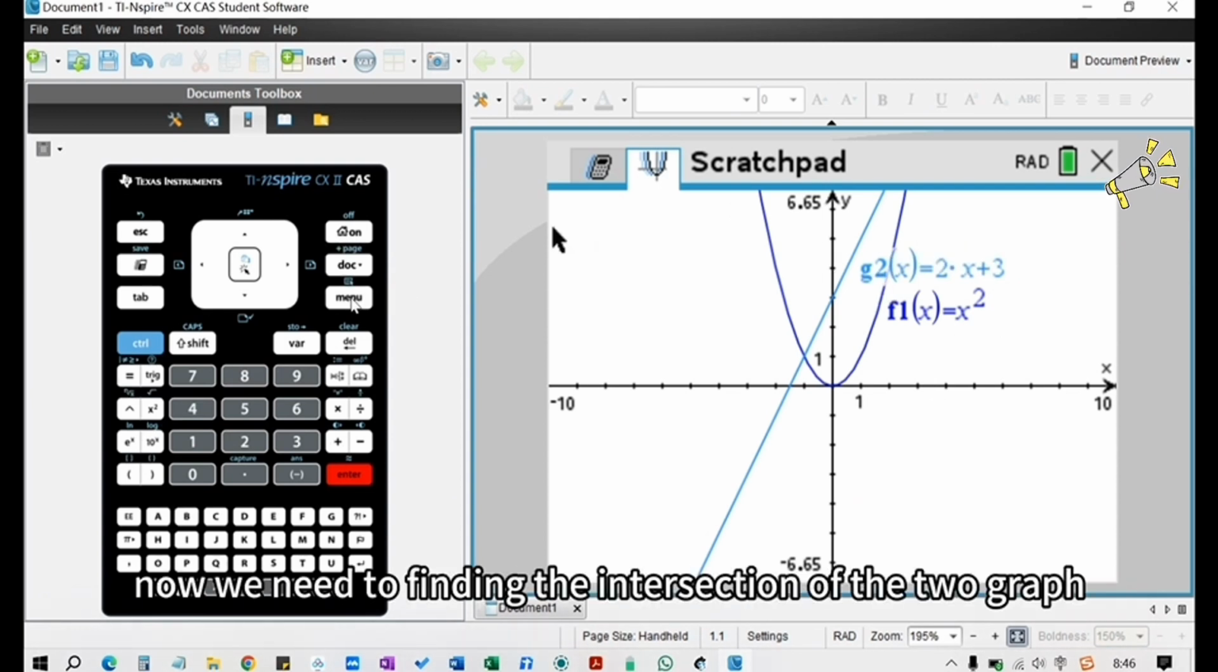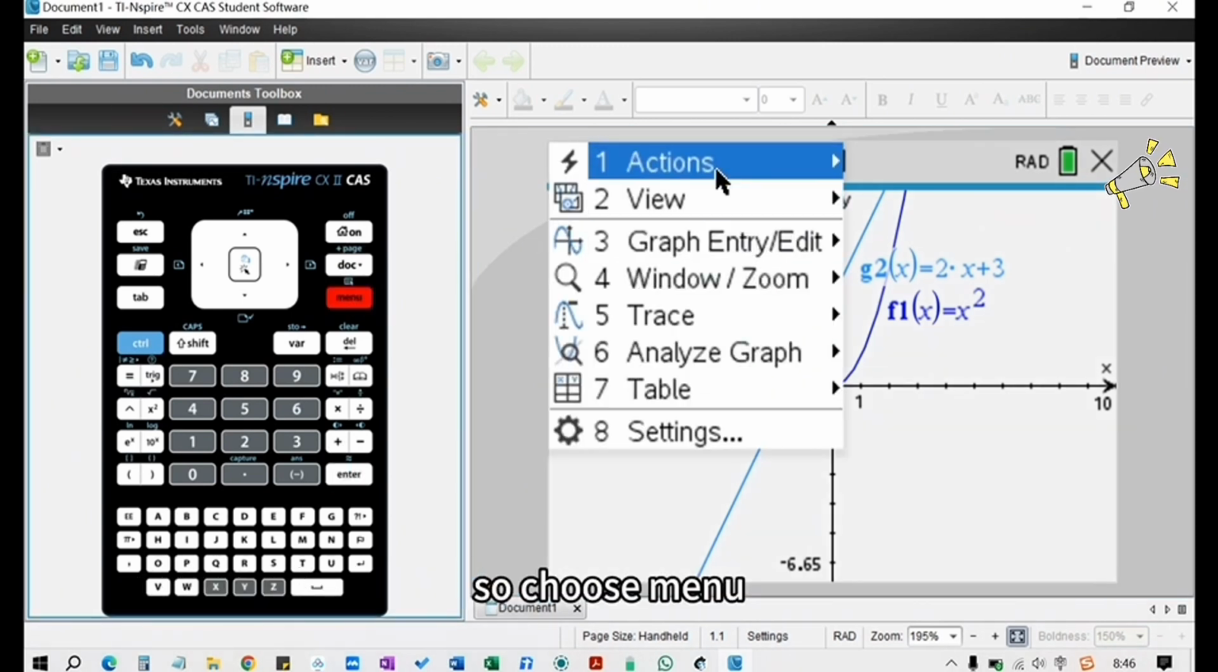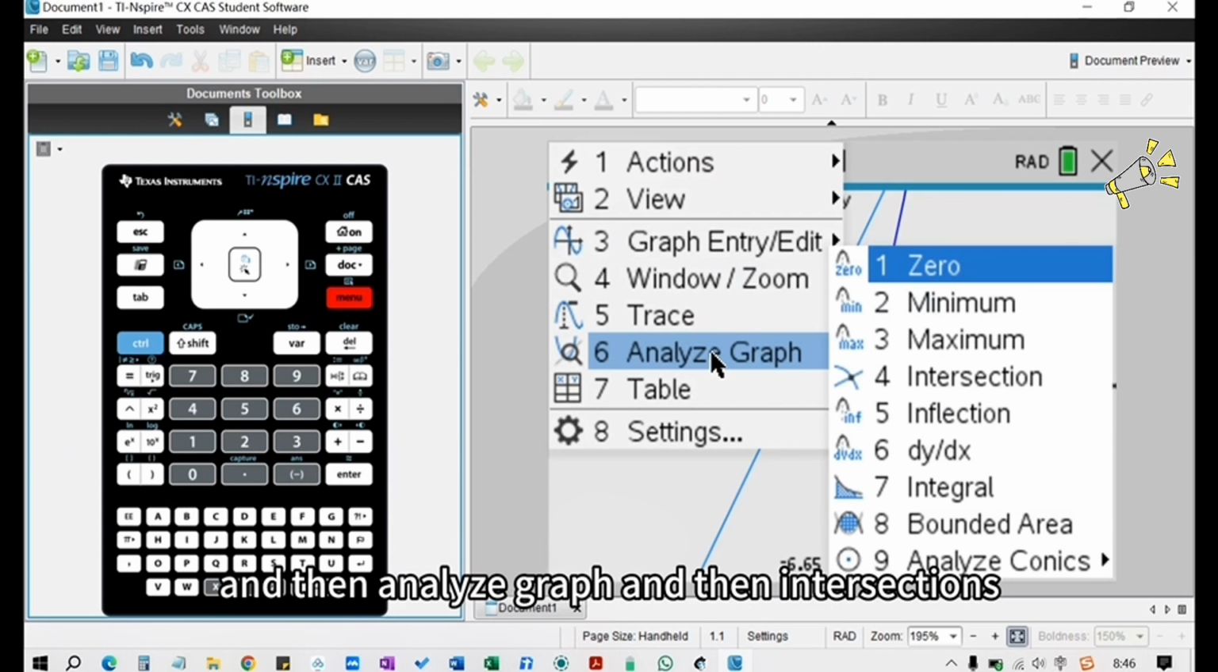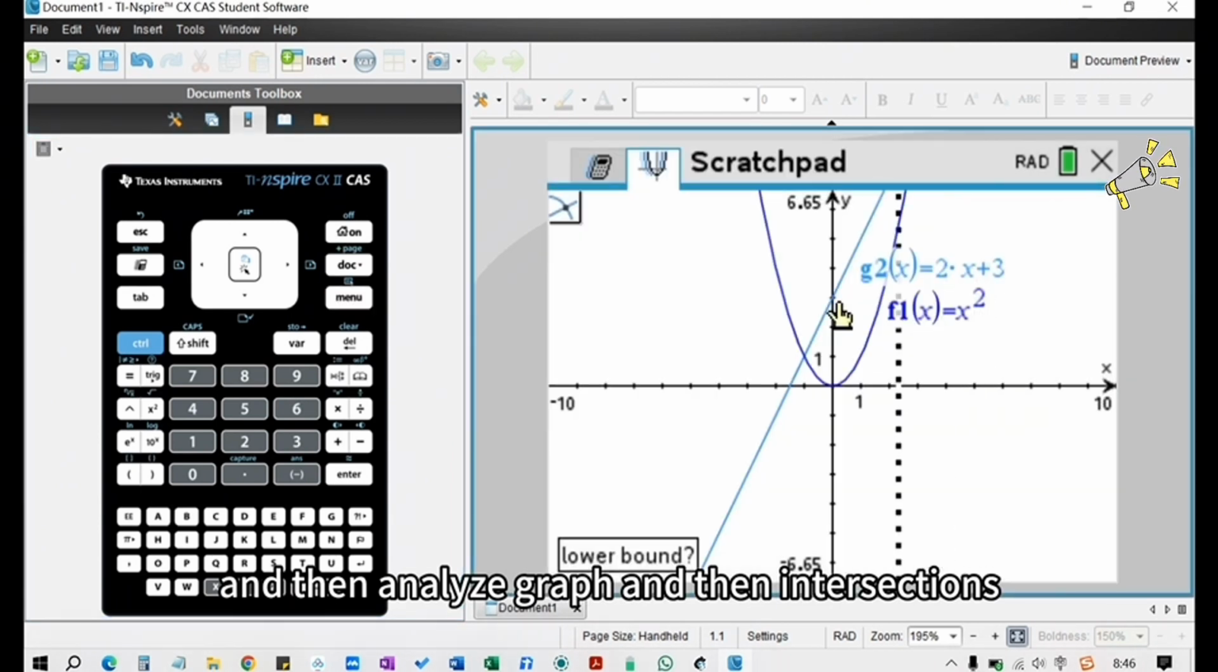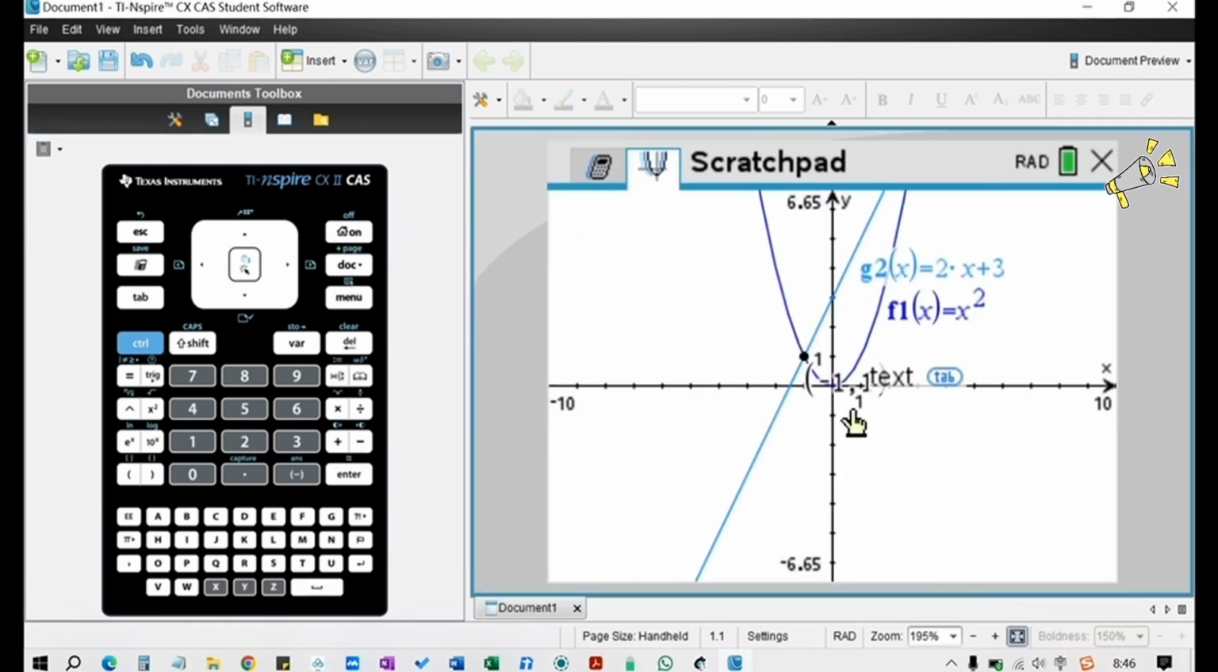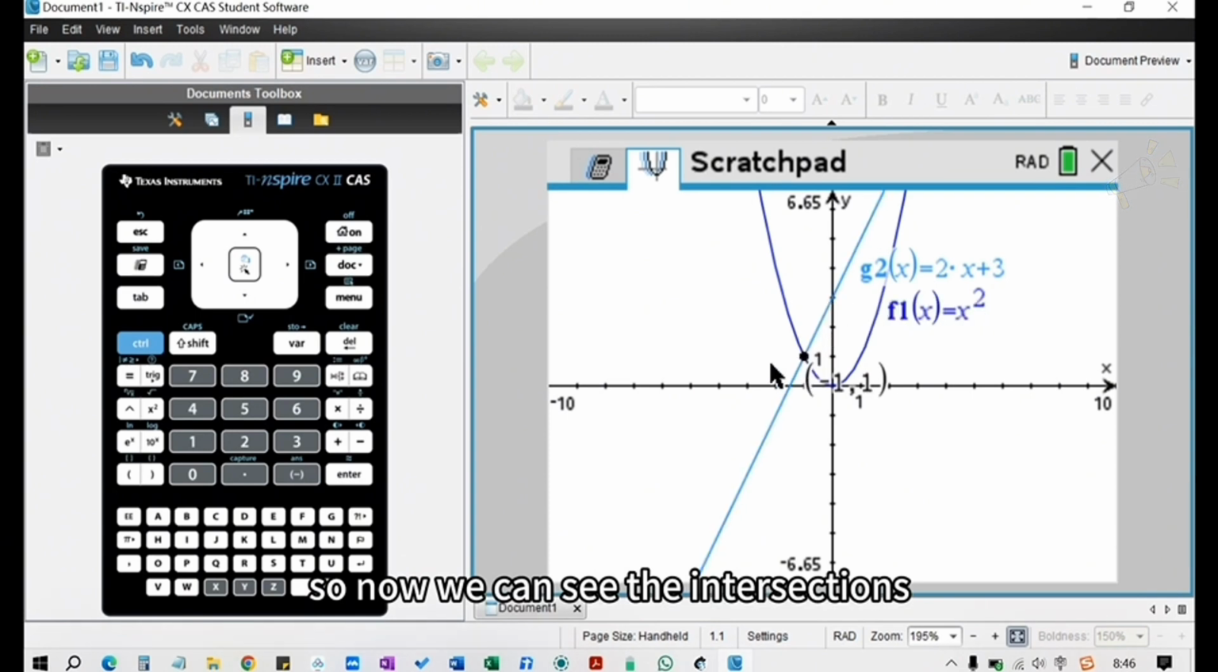Now we need to find the intersections of the two graphs. So choose menu and then analyze graph and then intersections. So now we can see the intersections.